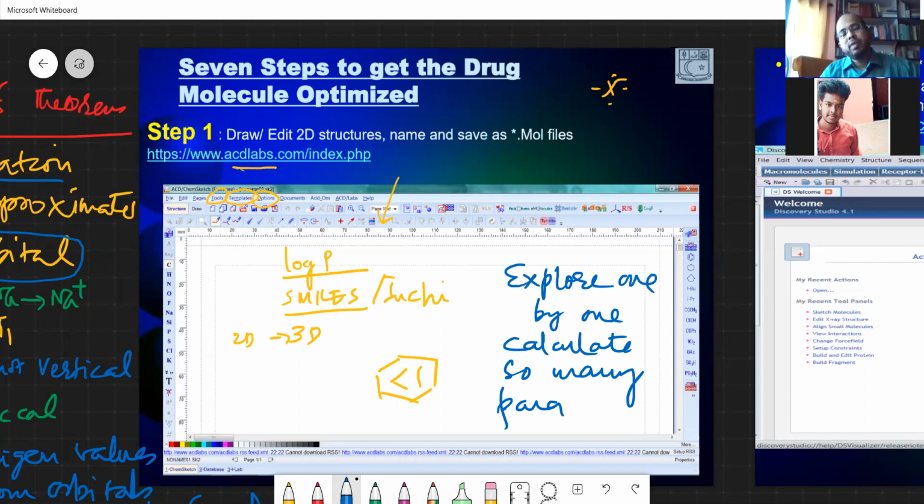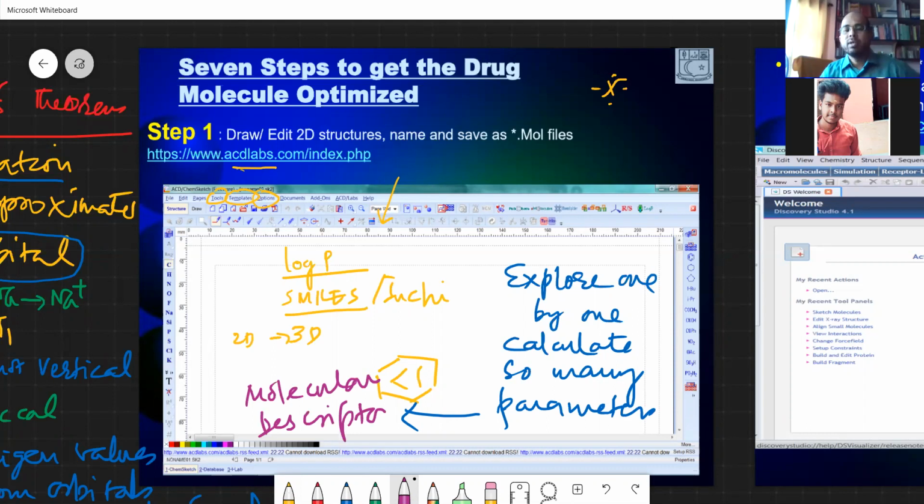These parameters can also be the molecular descriptors. Descriptors are those which describe the property of the molecule. So you can draw, edit 2D structures, name, and save as mol file. This is what we have done in the previous practical sessions using that. So that is step one.